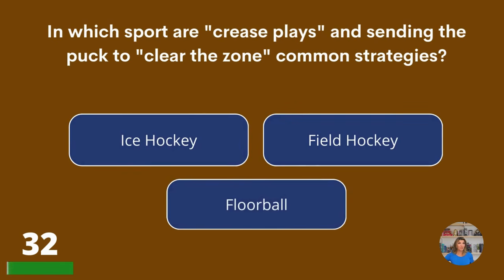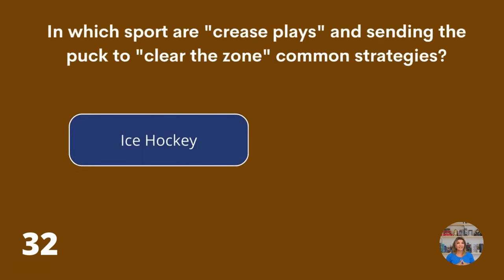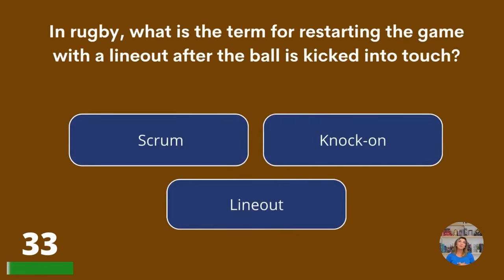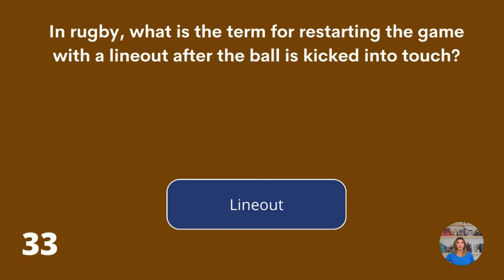In which sport are crease plays and sending the puck to clear the zone common strategies? Ice hockey, field hockey, or floorball? Ice hockey. In rugby, what is the term for restarting the game with a line out after the ball is kicked into touch? Scrum, knock on, or line out? Line out.